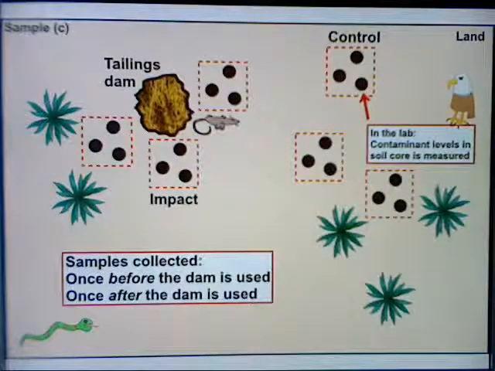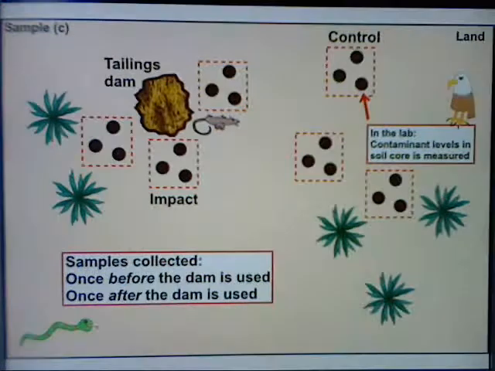When we get to the second or third examples, we get reference to samples being taken at different times. Now this one is a mining related example. We've got a tailings dam, which is where the refuse from the mine is stored, and we've got 3 sites randomly located around that particular area being compared with 3 control sites some distance away. At each of the sites, a soil core is taken and the levels of contaminants in the soil are measured.